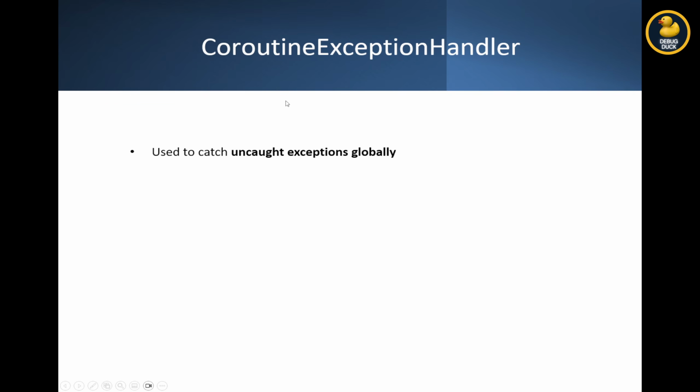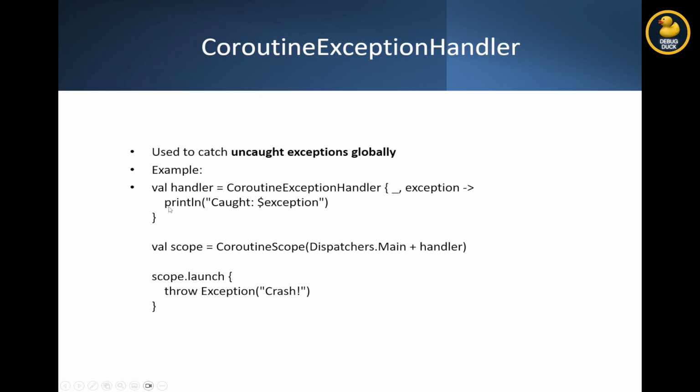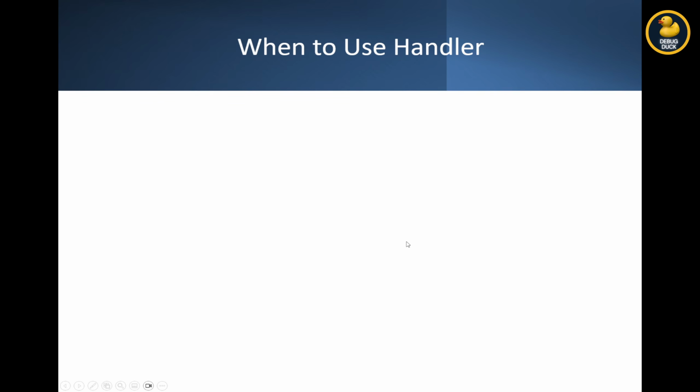CoroutineExceptionHandler is used to catch uncaught exceptions globally. For example: val handler = CoroutineExceptionHandler { _, exception -> println("Caught $exception") }. Then val scope = CoroutineScope(Dispatchers.Main + handler). Then scope.launch { throw Exception() } would otherwise crash. It acts like a global error handler.